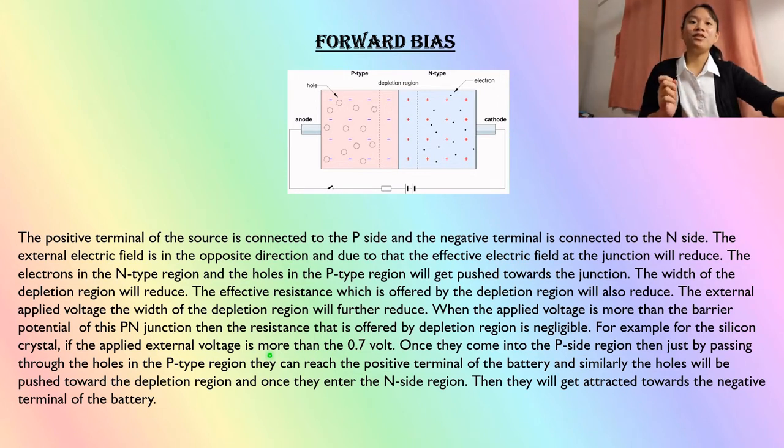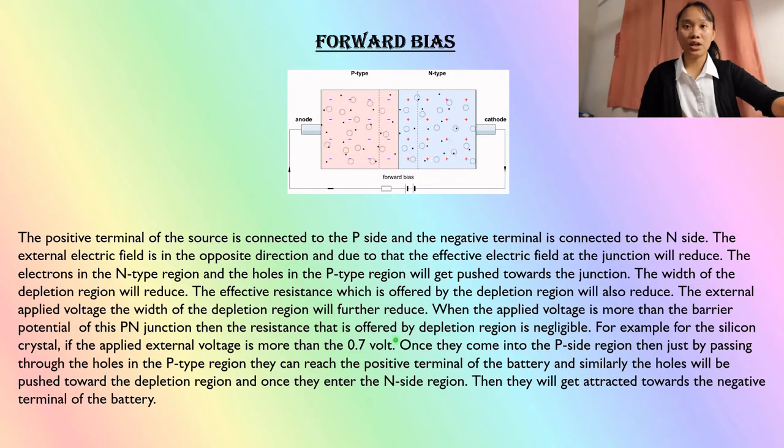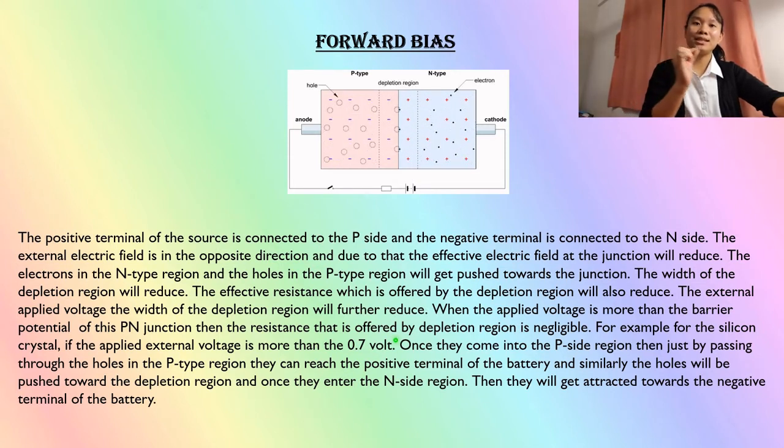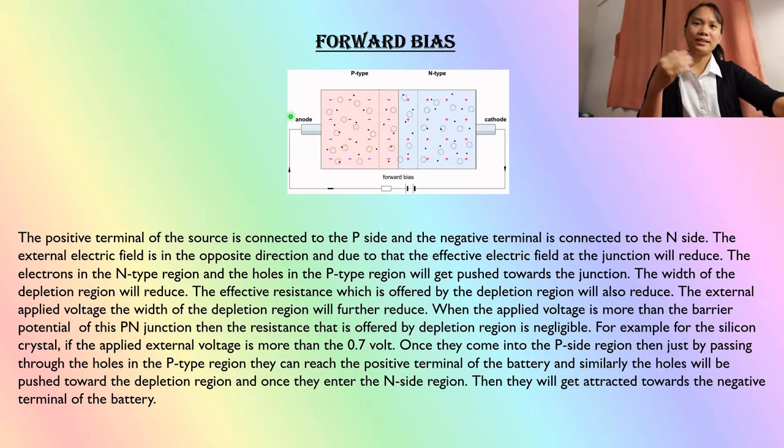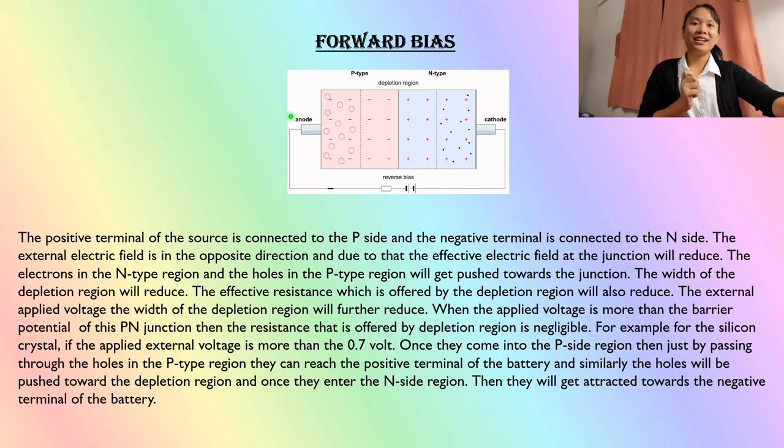if the applied external voltage is more than 0.7 volt, once they come into the P side region, they just pass through the holes in the P region. This means current just passes through the holes only.